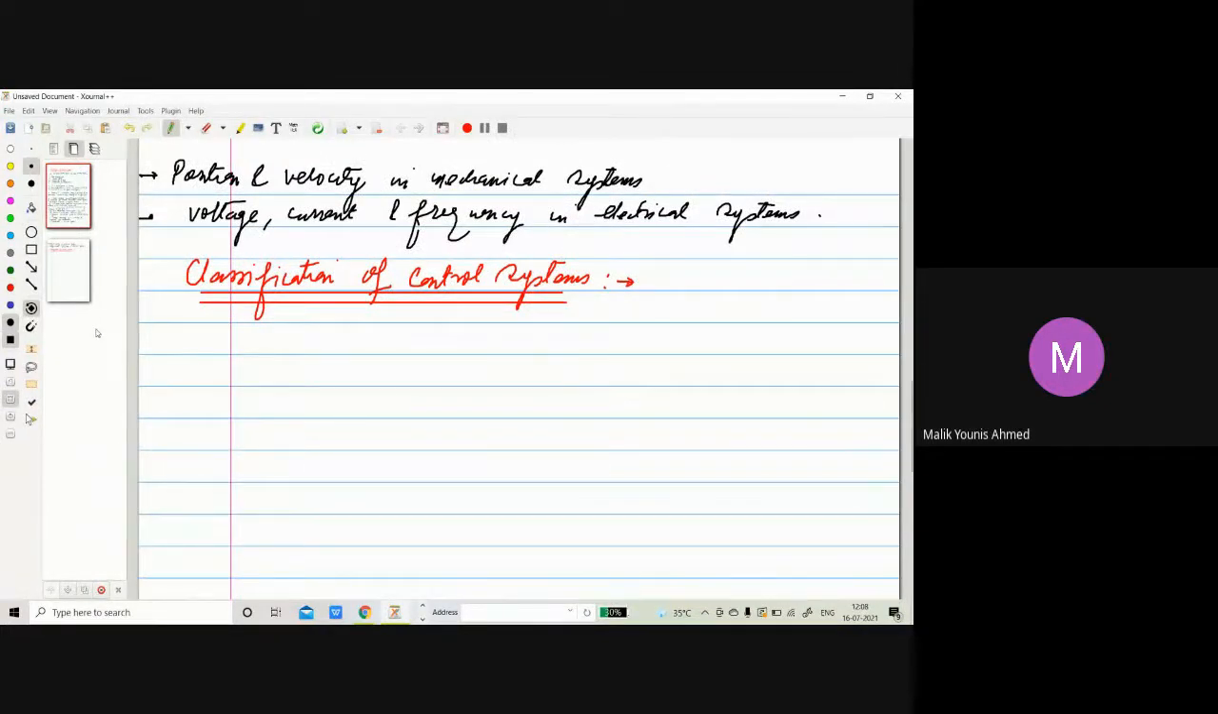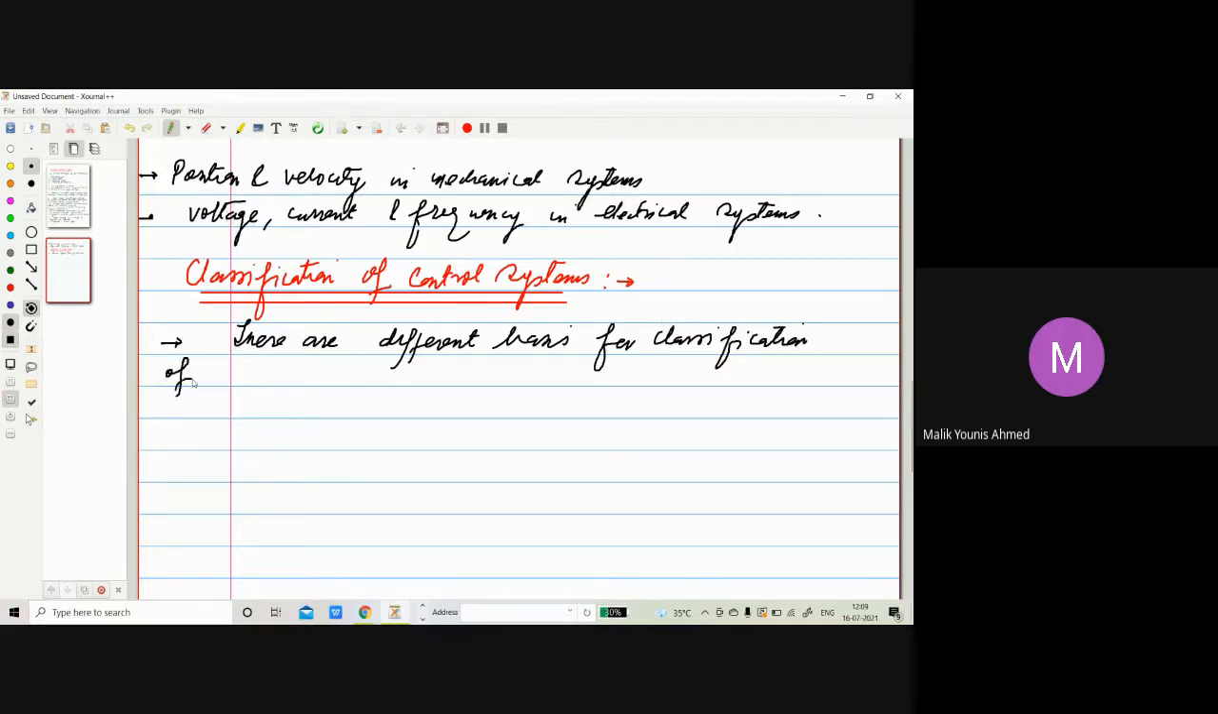If we talk about the classification of the control systems, there are different bases for the classification of control systems. Various bases, but we are not going to go for all types of configurations. We are mainly going for two types of configurations. So I'll write here, there are different bases for classification of control systems. The various bases can be there, but we will be classifying it on the basis of the configuration.